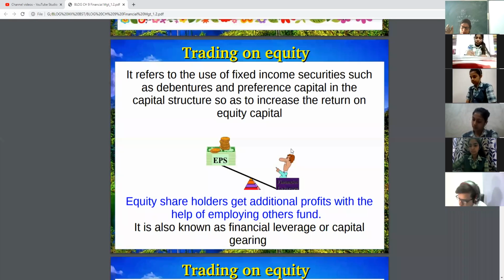Companies always include these types of securities in their capital structure so that EPS, earning per share, can increase. See the line which is given: equity shareholders get additional profits with the help of employing other funds by debt, by bank loan, by debentures. It is known as combination or financial leverage.